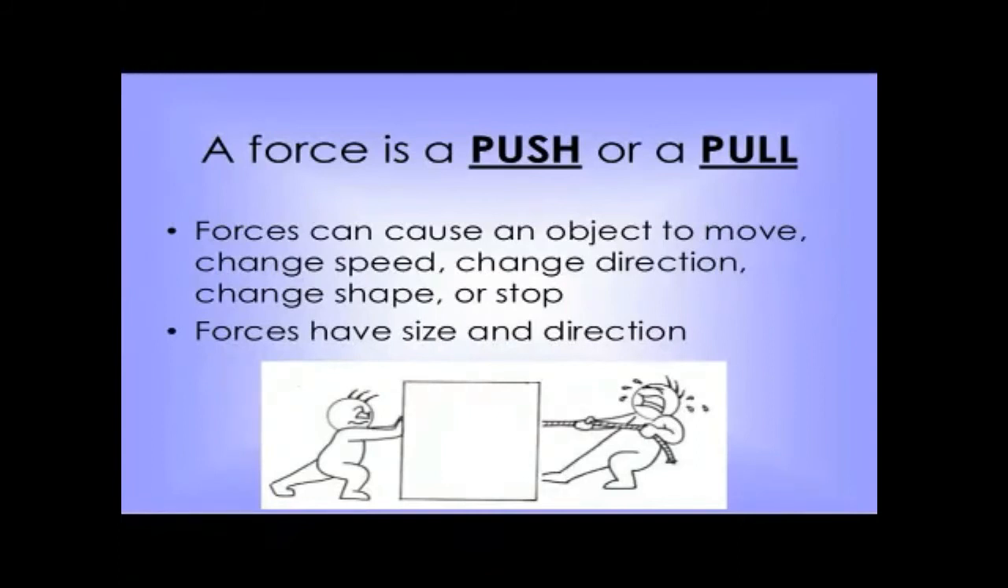So what is push and pull? Push is the force that moves an object away from us, and pull is the force to move something toward you or in the same direction that you are moving. Okay, beta, force consists of two things. Force has size and direction. So the size of the force and the direction of the force.